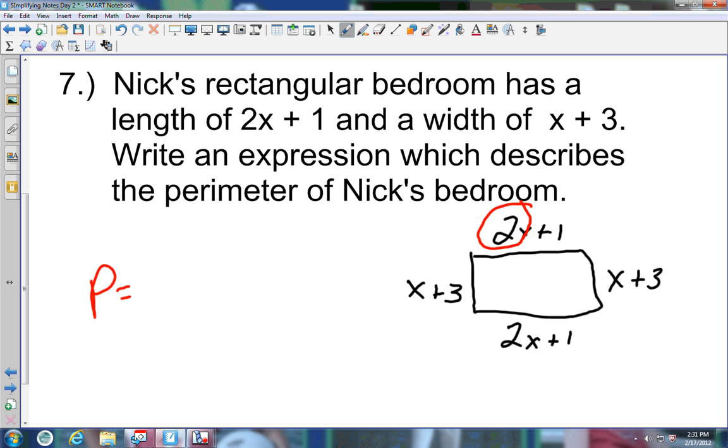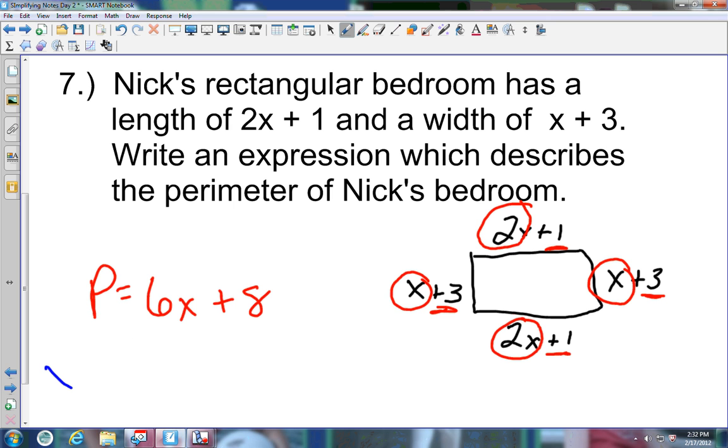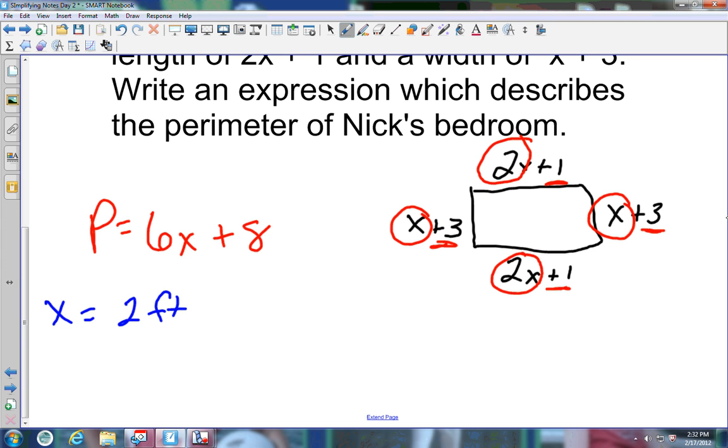You have 2, 4, 5, 6 x's. And then we have 3 plus 3 is 6, 7, 8, plus 8. That's your perimeter. Now what if I added in there and said, well, what if x equals 2 feet? Find the perimeter.